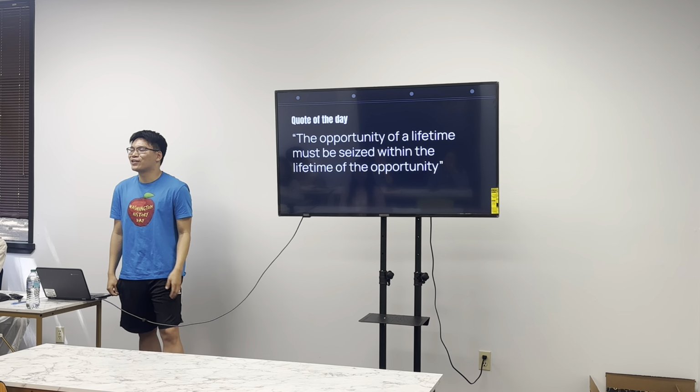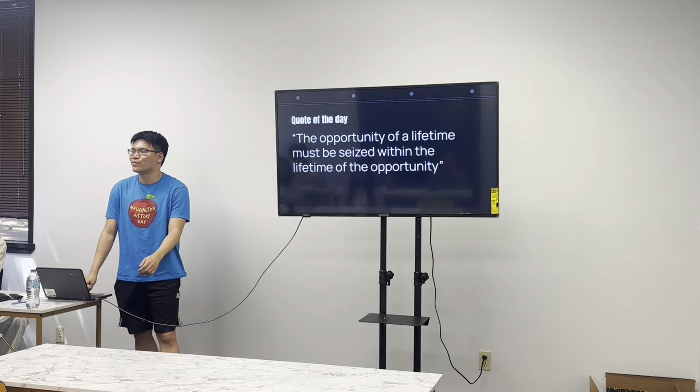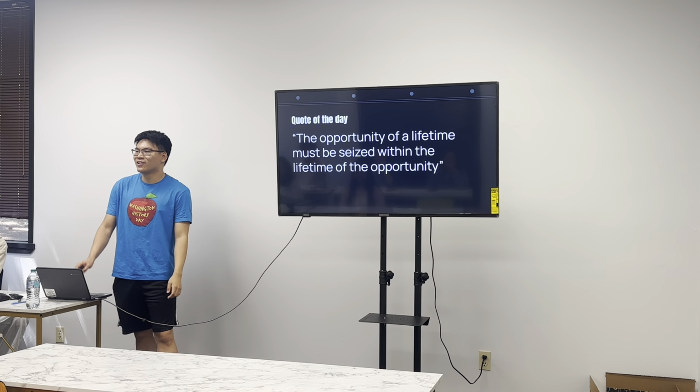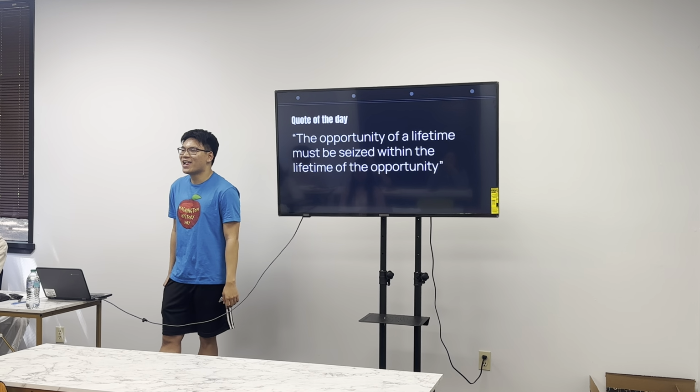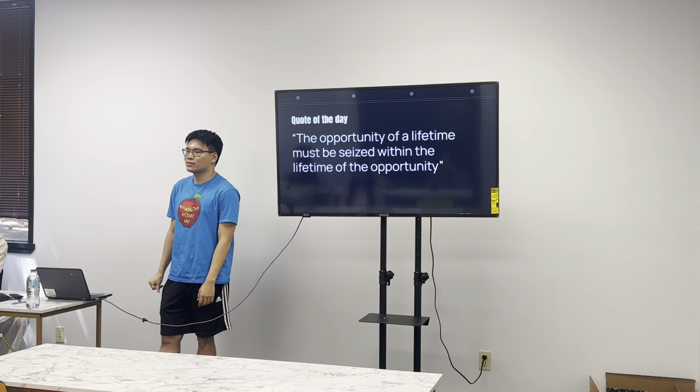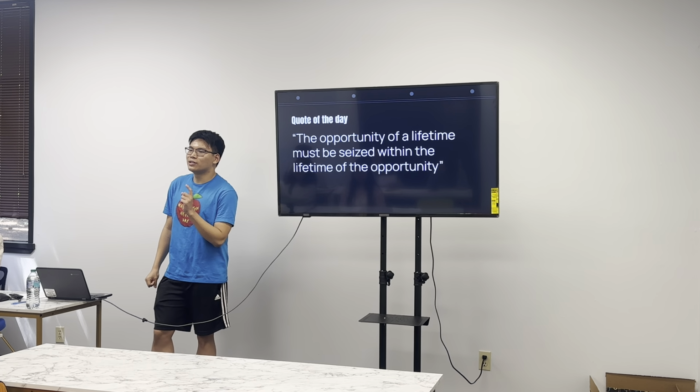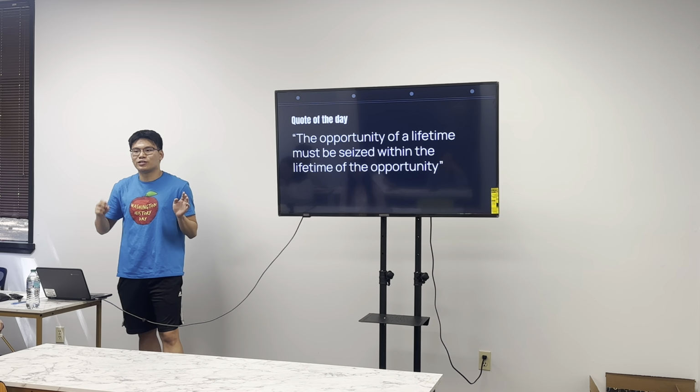All right. Does anyone have any ideas of what this quote would potentially mean or be implying? You need to take your chances before they disappear. Yes, exactly. That's a great way to interpret it.